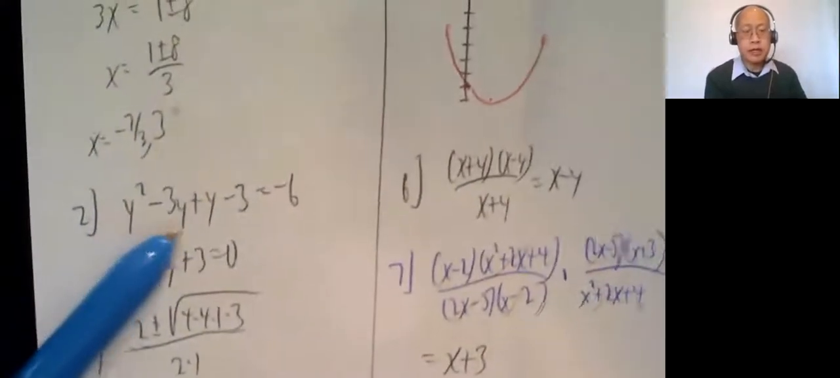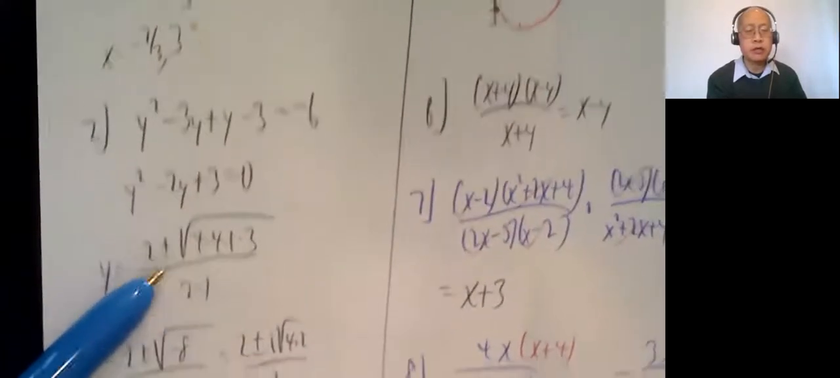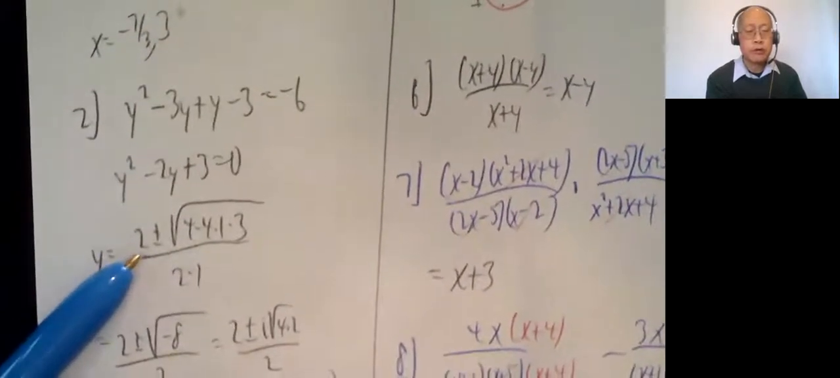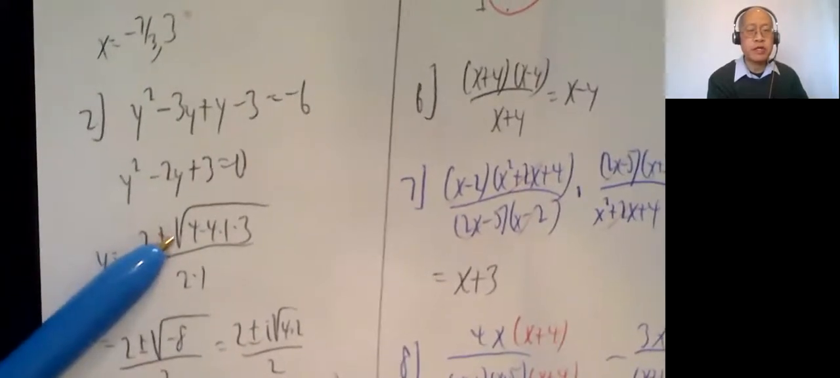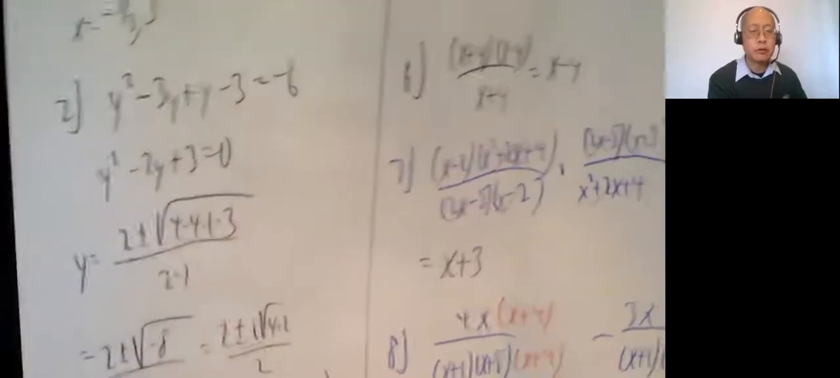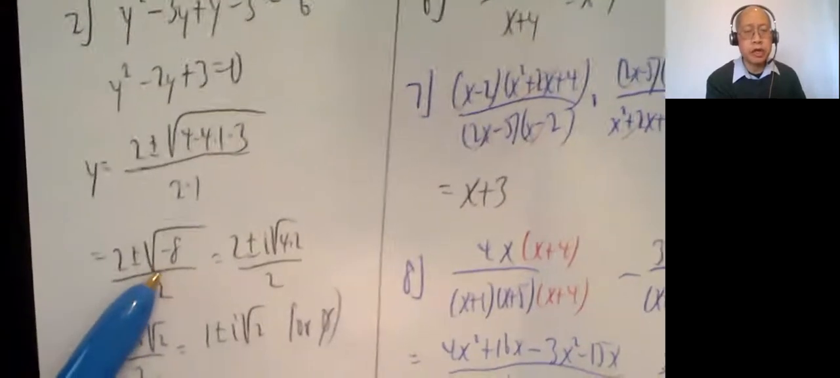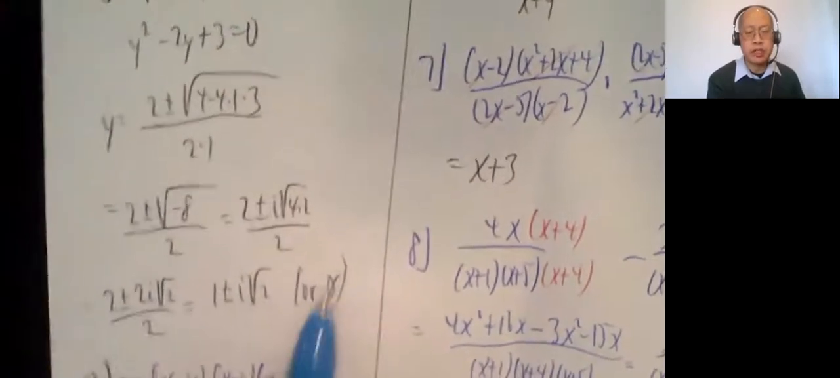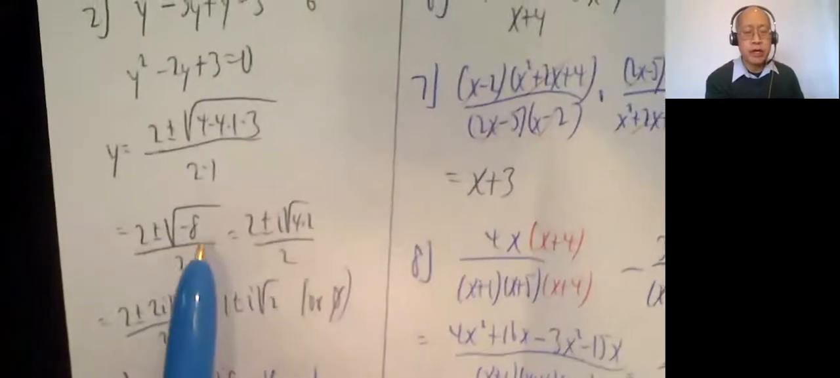Number 2, multiply out the left side and then add 6. Y squared minus 2y plus 3 equals 0. Do the quadratic formula. Y is negative b, 2 plus or minus the square root of b squared, minus 4 times 1 times 3 over 2 times 1. That's going to give me negative 8 under the radical. Now, if you said no solution, I would have accepted it. The 0 with a slash means no real solution.